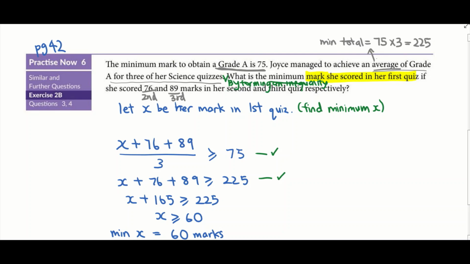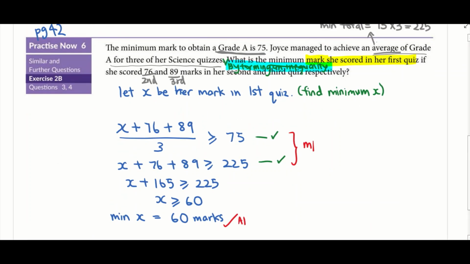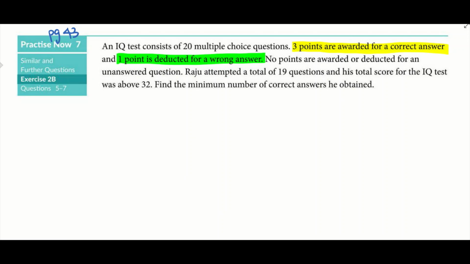Right, so I emphasize that in exam, they will usually mention forming an inequality, which tells you it's an inequality question. You need to have the first method mark before you get the answer mark. Take note that even though there are 20 questions, Raju only attempts 19 questions. And total score is more than 19, is actually above 32. Actually, this word above already tells you it's an inequality question. Because above, what sign will you use? More than 32.